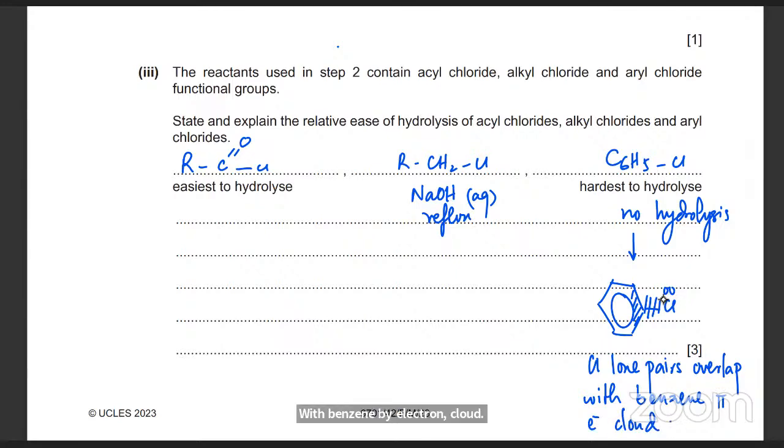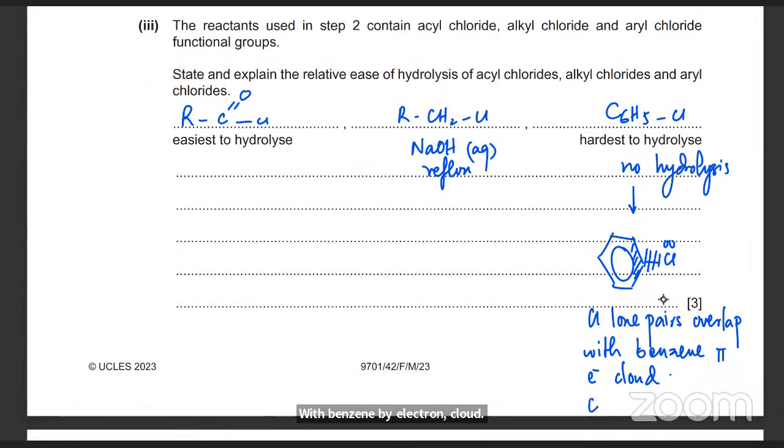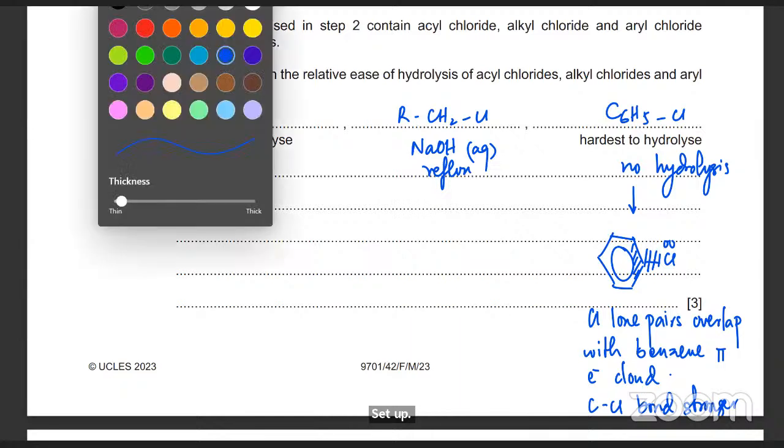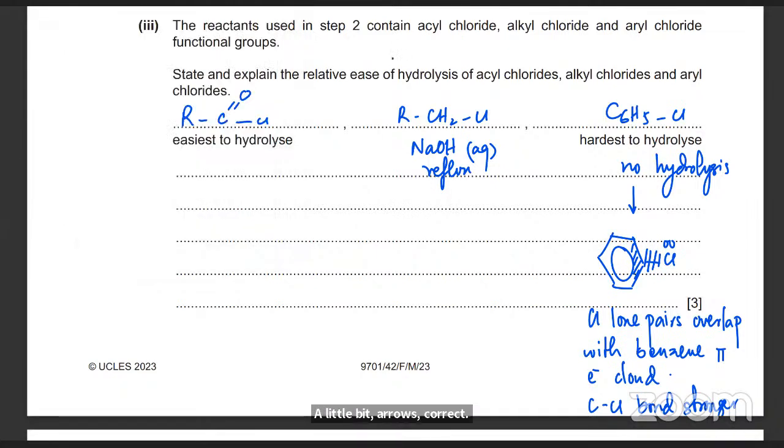And then you're going to talk about the bond strength. The CCl bond becomes strong and it repels any nucleophile. Water will not be attracted to it. क्लोरोबेंजीन का दूसरा नाम क्या बताया था? Aryl chloride, na? Okay. Aryl is benzene.